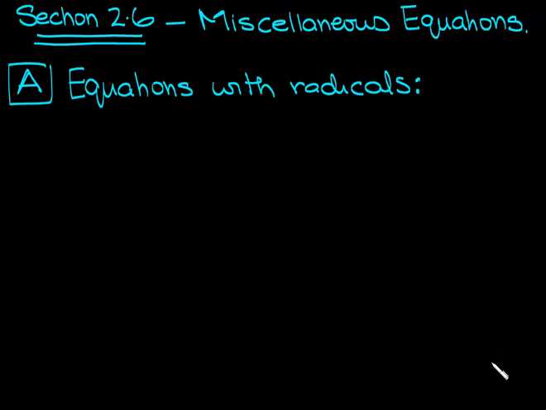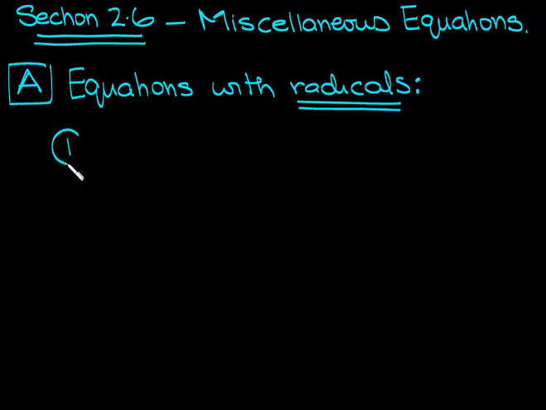Section 2.6 Miscellaneous Equations. In this section, we're going to solve equations that are neither linear nor quadratic. Up to this point, all the equations that we've solved have been either linear or quadratic. So in this section today, we're going to take a look at different types of equations. So let's start first with equations with radicals, equations that have radicals in them. So how do we solve these?